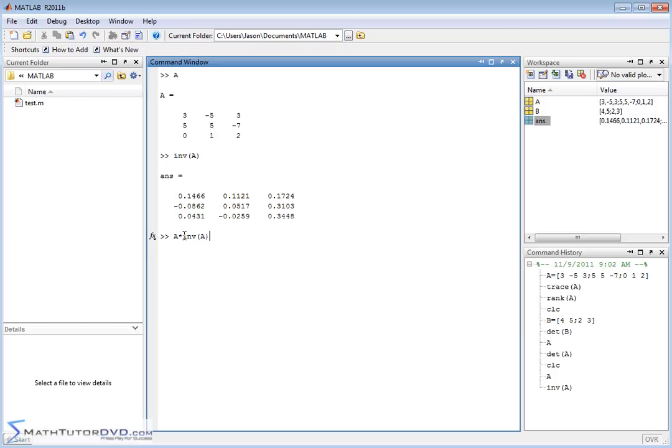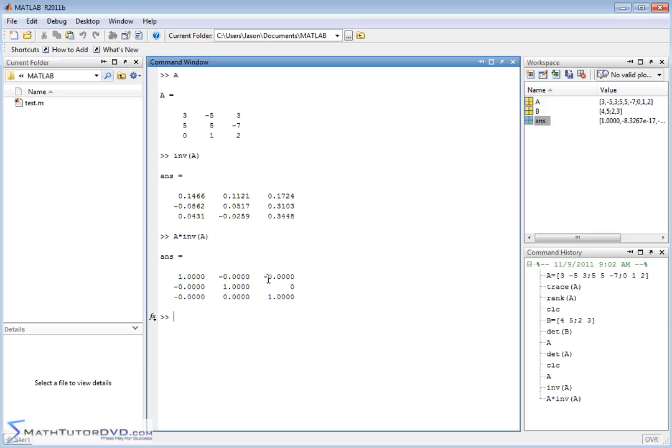Don't forget, this inverse of matrix A is itself a matrix. So you have a matrix times a matrix. When you do this multiplication, you're doing matrix multiplication, row by column, row by column. And when we do this, we get ones along the diagonals.